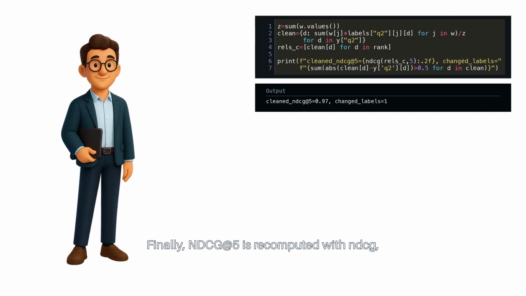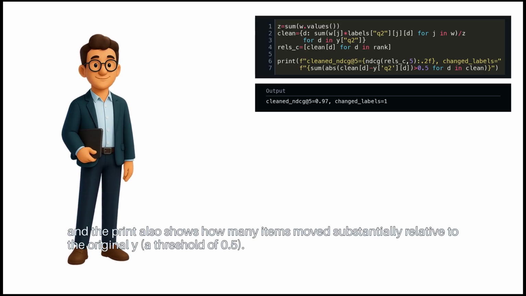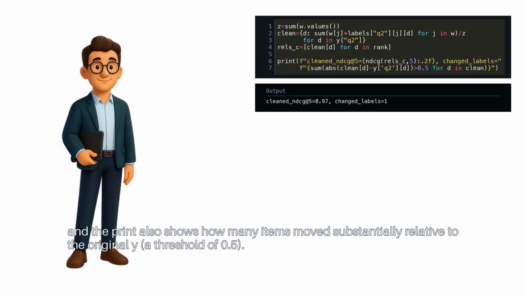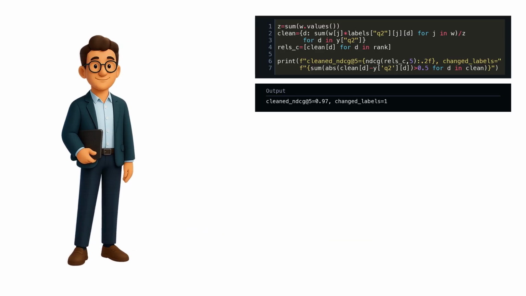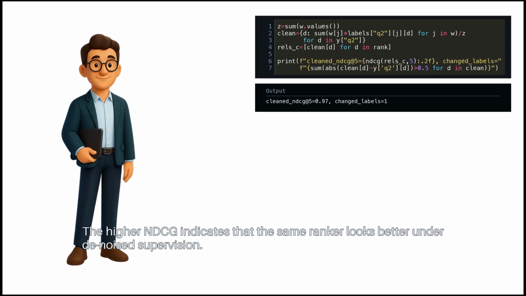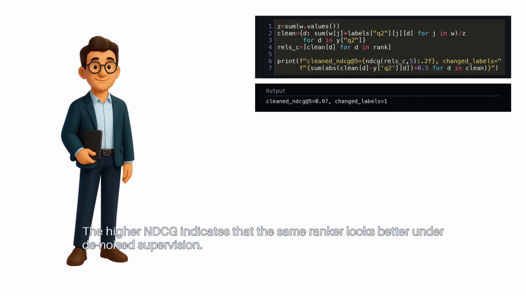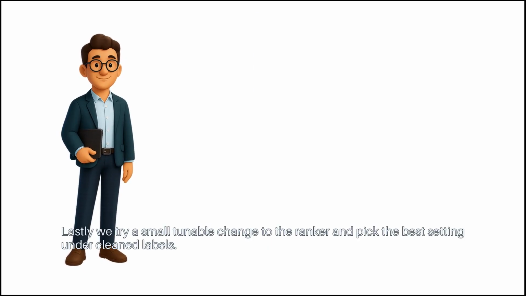Finally, NDCG at 5 is recomputed with NDCG, and the print also shows how many items moved substantially relative to the original Y, a threshold of 0.5. The higher NDCG indicates that the same ranker looks better under denoised supervision. Lastly, we try a small tunable change to the ranker and pick the best setting under cleaned labels.